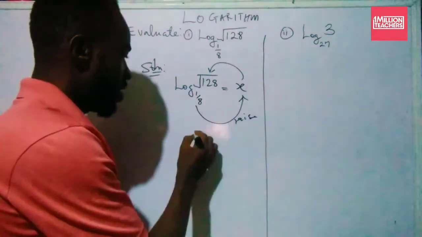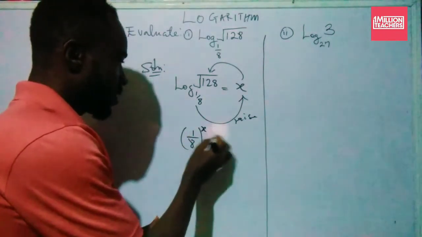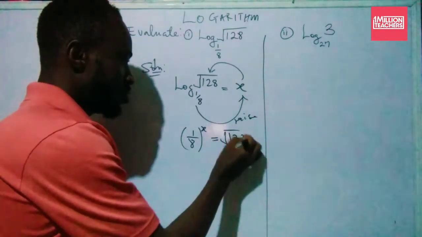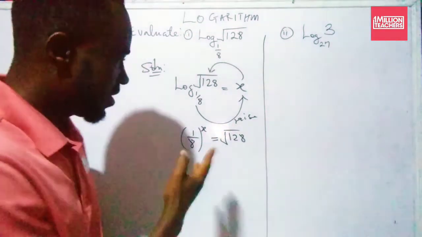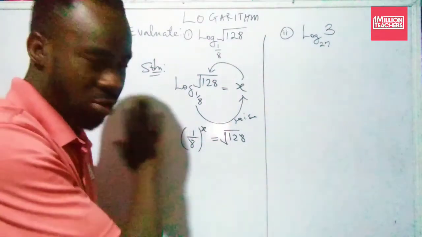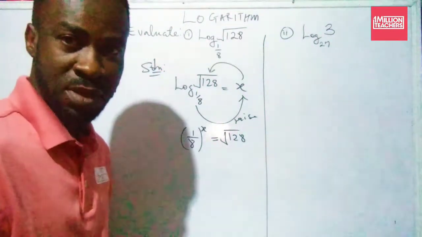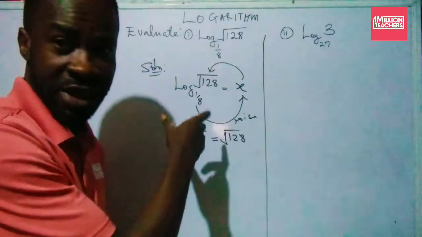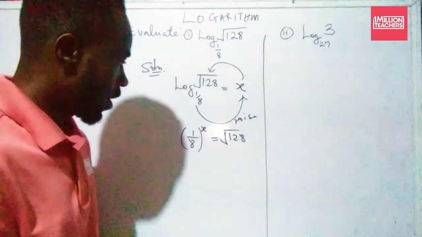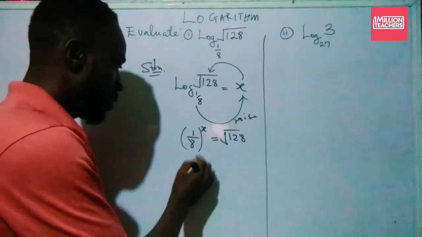If we go this way, we are having 1 over 8 raised to the power of x, and then equal to the square root of 128. So I said that this singular approach is the way you can use to solve or evaluate any singular problem on logarithm. No matter how the problem comes, this is what you will use to solve that particular logarithm problem.